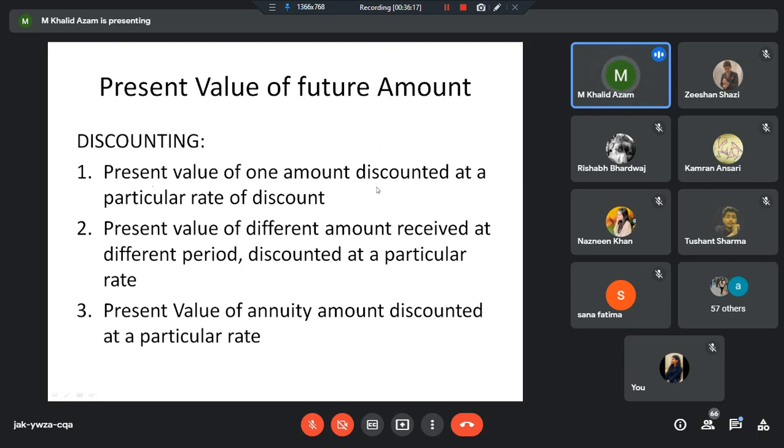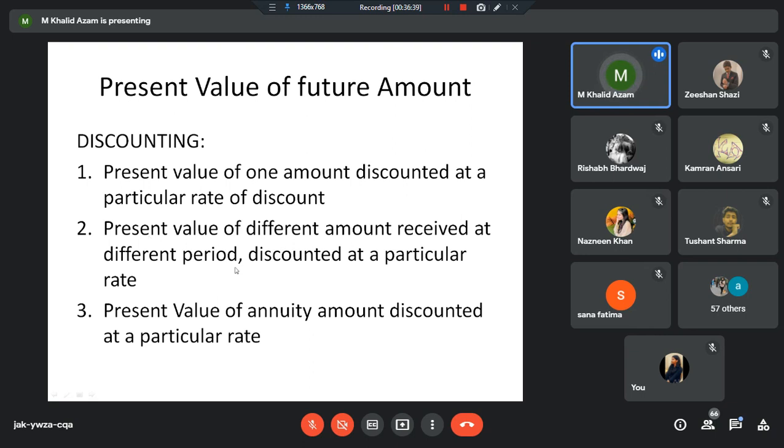Why? Because you are discounting your future value. So once you discount your future value at a particular rate of discount and say that this is the present value, it will generally be less than your future value. This is one.